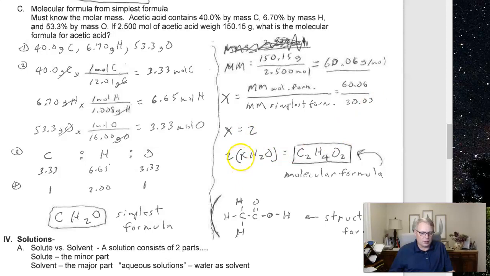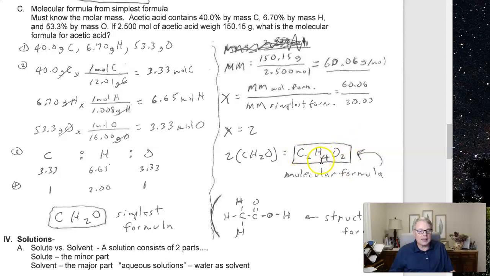So the molecular formula, or the true formula of acetic acid, is C2H4O2. And that's how many carbons, how many hydrogens, how many oxygens an acetic acid molecule has. Do you see why the simplest formula for acetic acid is CH2O? 2 to 4 to 2 reduces down to 1 to 2 to 1. But this is the molecular or the true formula. Make sense? So if you have this and you have the molar mass, you can get this.